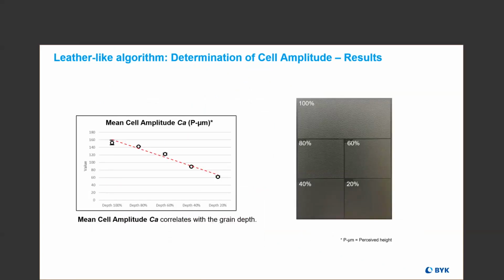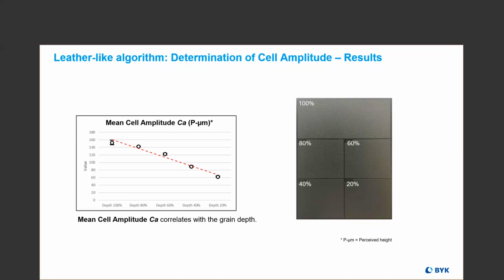Here we have the measured mean cell amplitude for each section of this panel. And we can see this provides pretty good correlation with the visual grain depth. I'd like to point out here that the depth is given in units of perceived microns. Yes, perceived microns. We're actually measuring perceived amplitude rather than actual amplitude, because the amplitude being based on perception actually correlates better with what we see visually than the actual amplitude does.